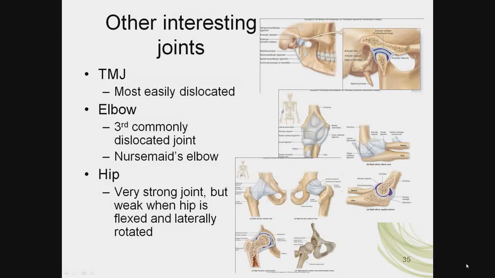The hip joint, also called the coxal joint, is the articulation between the head of the femur and the relatively deep concave acetabulum of the os coxae. A fibrocartilaginous acetabular labrum further deepens this socket. It's very similar to the glenoid labrum.